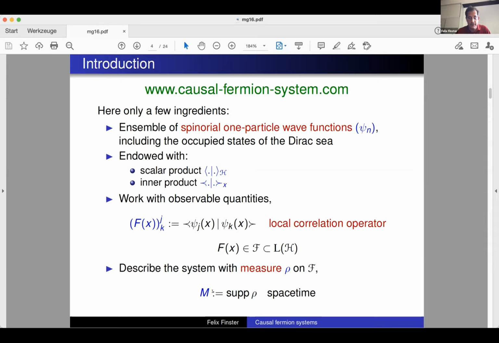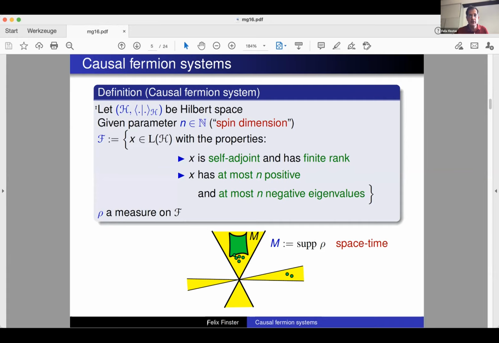Okay, now on my next slide, just quickly, the abstract definition. The structure is that we have a Hilbert space. Then we are given a parameter n, the so-called spin dimension. Then we consider all the linear operators on this Hilbert space which are symmetric, have finite rank, and have at most n positive and at most n negative eigenvalues. So this is a set of linear operators. And then we consider a measure on this set of linear operators.